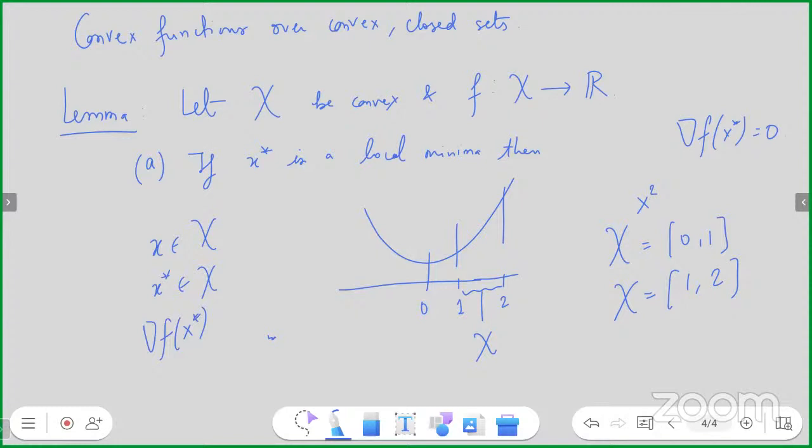The slope of f at x star, x star is the minimum gradient. If x star is a local minimum, something should happen. The slope of f at x is greater than what? So del f of x star is less than or equal to f(x) minus f(x star) by x minus x star.